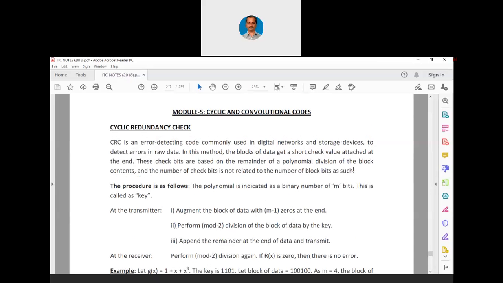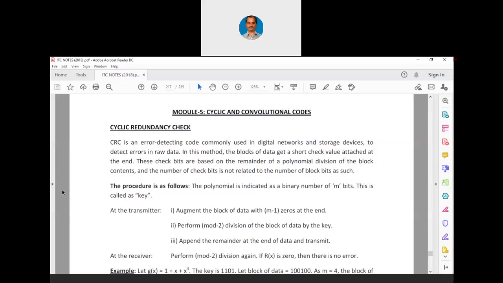Now we are coming to the last part, that is cyclic and convolutional codes. Till now we have been seeing check bits along with message bits. Until now, whether it was a block code or a cyclic code, we had a relationship between the message bits and the check bits.